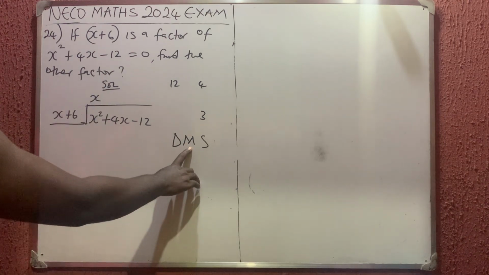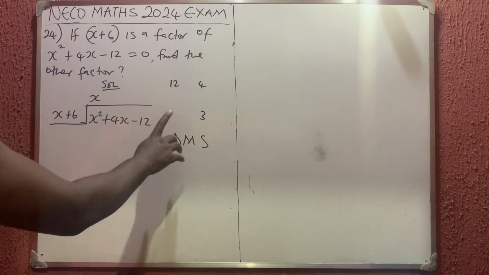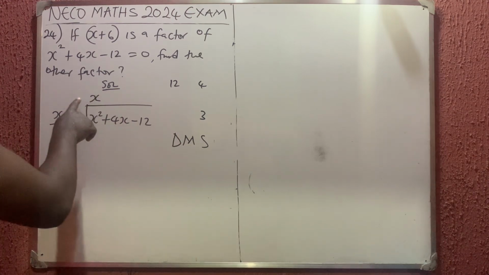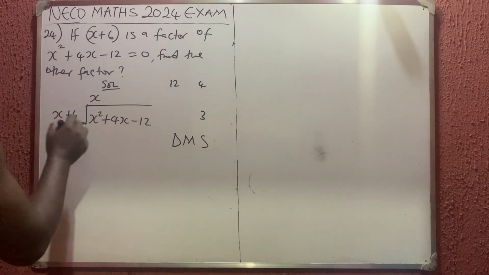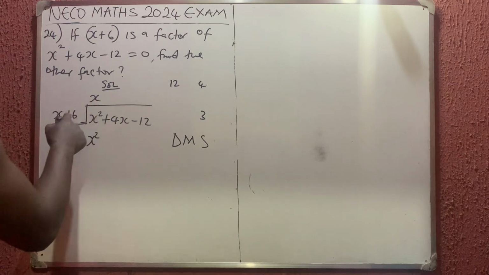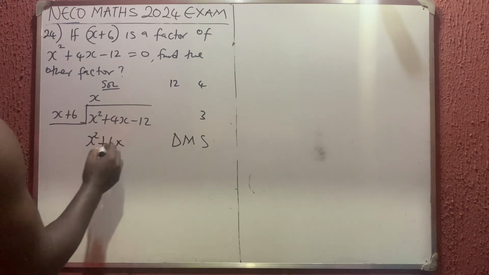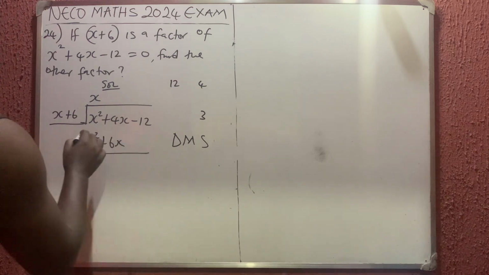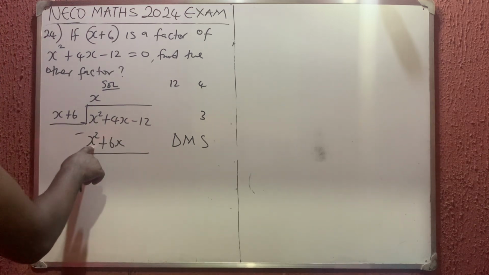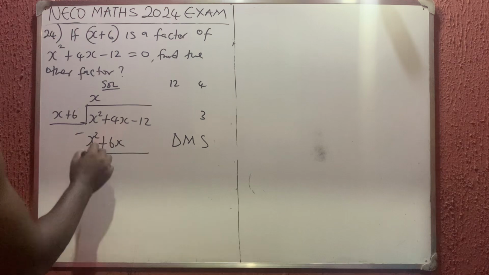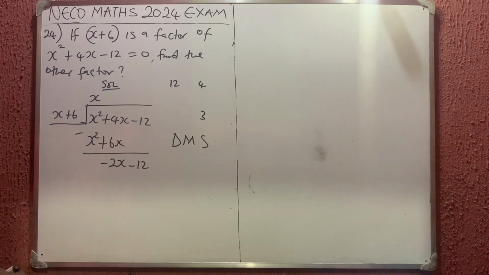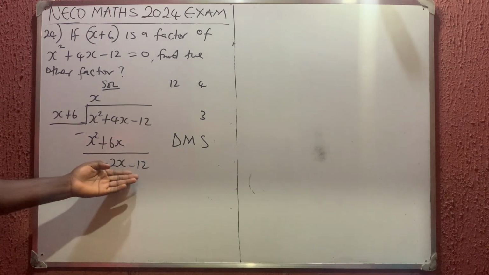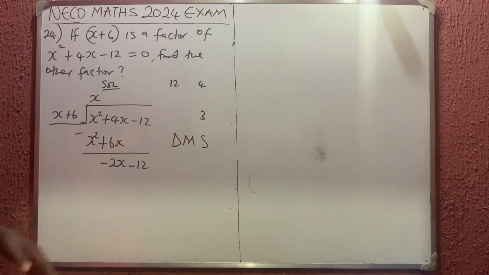We move over to multiplication. Multiplication says use the answer gotten from division to multiply everybody on the left. So x times x gives x squared, and x times 6 gives plus 6x. Next is to subtract. x squared minus x squared is gone, and 4x minus 6x gives minus 2x. Bring down the minus 12. The answer gotten after subtraction is what we call the remainder.